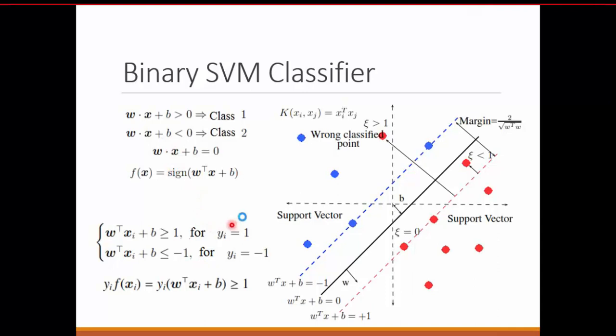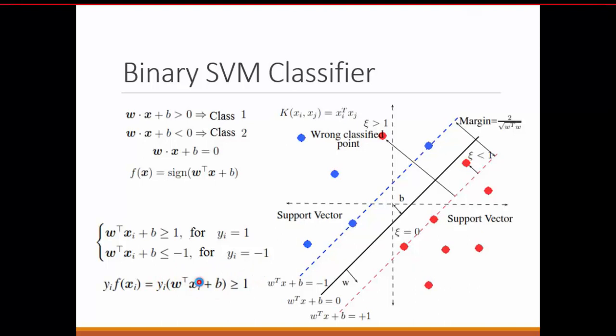If you establish this margin, this value will be greater than 1 or less than minus 1. And this one, which is the label, is always 1 or minus 1. Then 1 times something greater than 1, you will get 1 or greater. And it's the same reasoning for minus 1. Minus times minus, you will get something greater than 1. And then these two conditions can be merged in this formula.